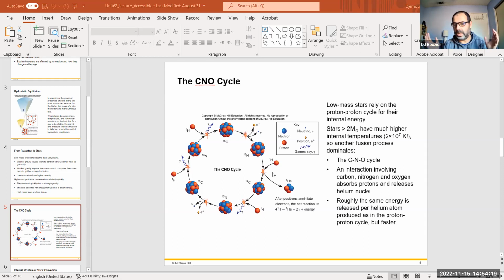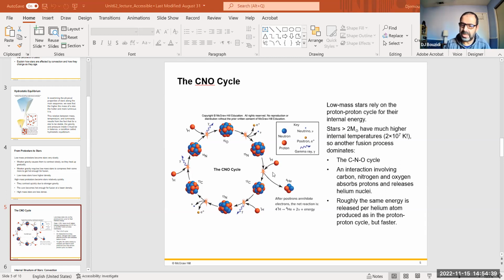It doesn't want to produce helium. That's not its purpose. It's not in the business of making neutrinos. That's not what it wants. It wants to make enough energy to prevent it from collapsing. That's all, because gravity wants to collapse it, so it wants to make enough heat. So that is the energy. The energy produced by this cycle is similar to the energy produced by the proton-proton chain.